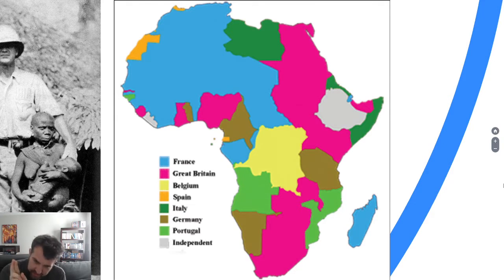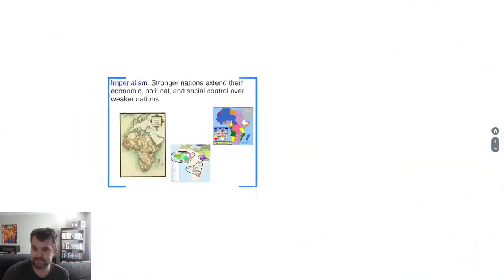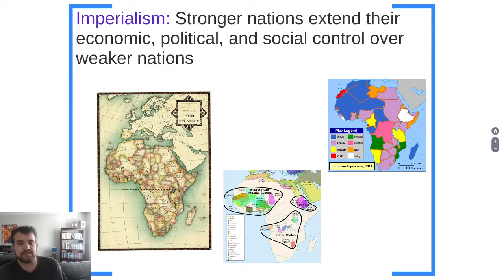And this is what's going to ultimately happen to Africa. It's going to get split between 7 countries. They're going to take over the vast majority of the continent. And still to this day, there's a lot of cultural legacies from these European countries on these various parts of Africa. Okay, so what is imperialism?